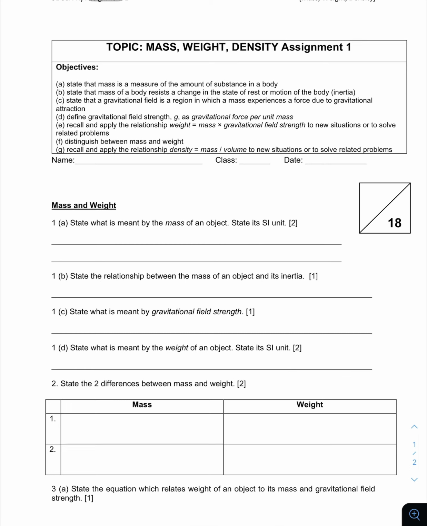Alright, so for the first question 1a, it says state what is meant by the mass of an object. I think you can find this on page 51 of your booklet, so I will not be going through this. The SI unit for mass is kg.